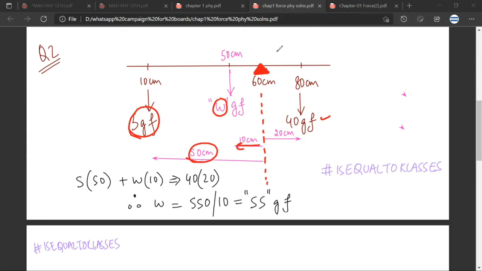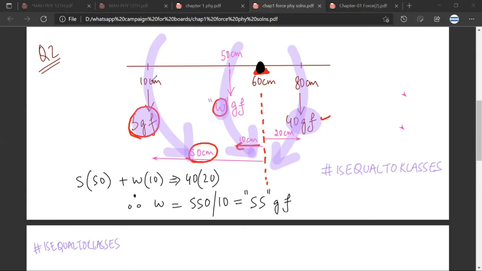Now please try to understand that we need to have a look at the turning effect of the forces. Now if we look at the turning effect of the forces, this 5 GF will try to turn this side. This W will try to turn this side. This 40 GF will try to turn this side. Mr. Sivang, any doubt? And please remember, again and again, you should be very clear where the fulcrum is, because all the distances are measured from the fulcrum.